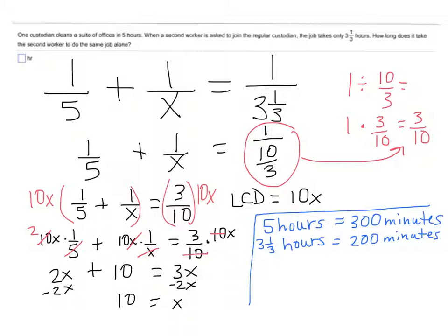So your equation would look like the first custodian could do the job in 300 minutes. The second one we don't know. They're going to work together, so we add those up, and that would be equal to the job being done for them both together in 200 minutes. And if you find a common denominator for this one, and you multiply through and solve, you should still get 10. So either way will work.